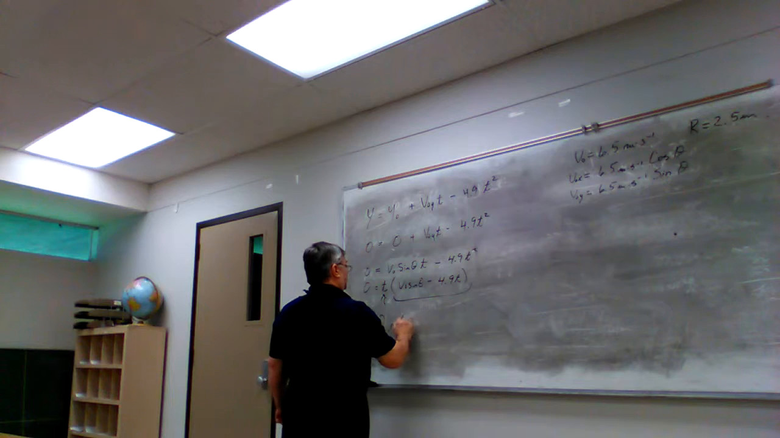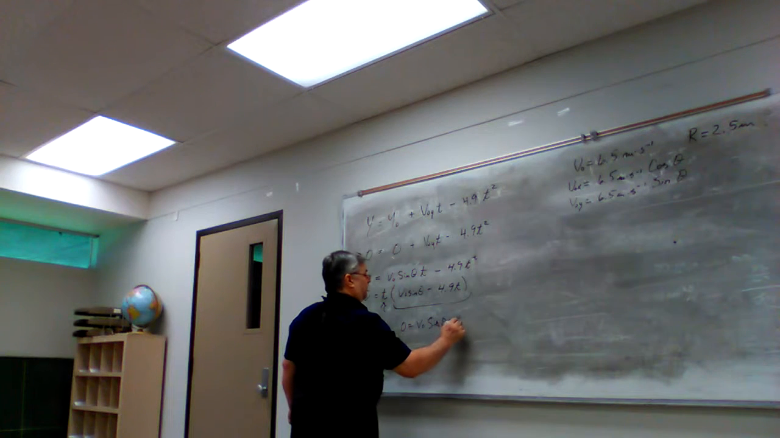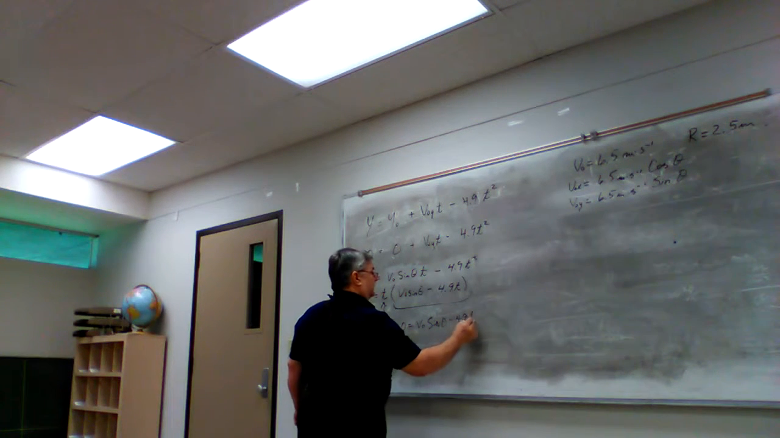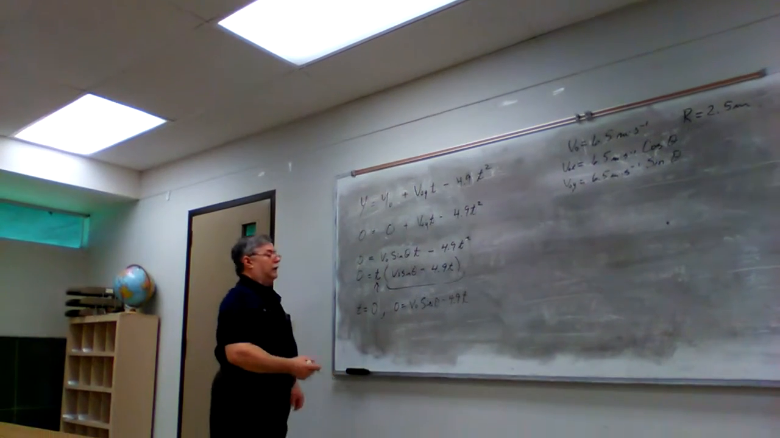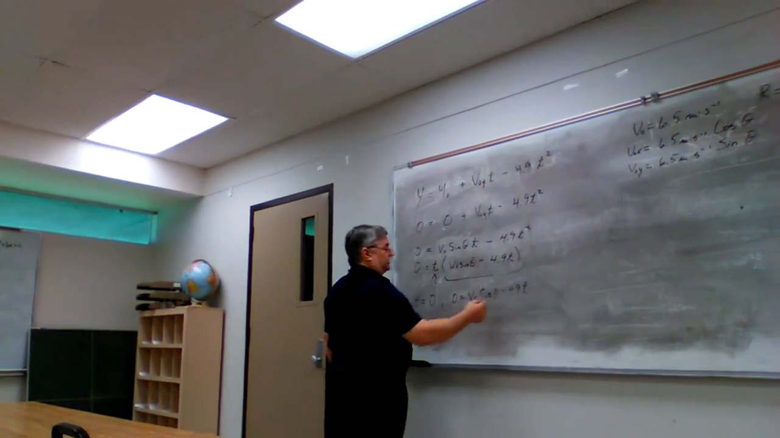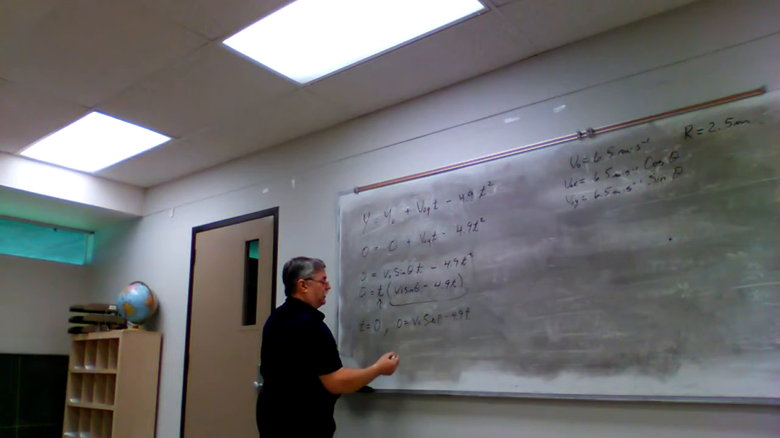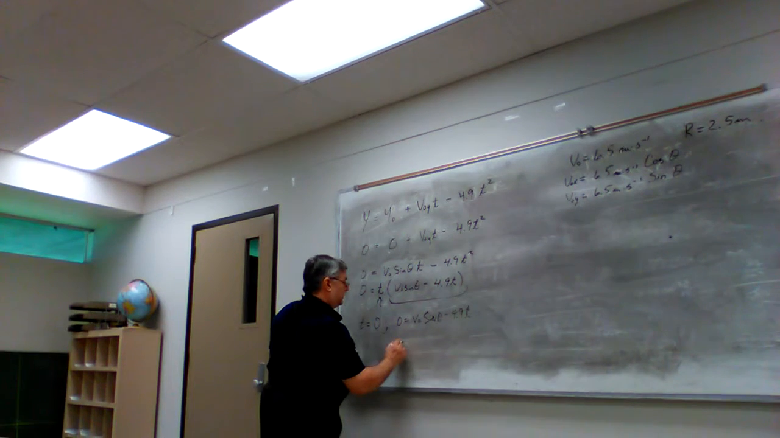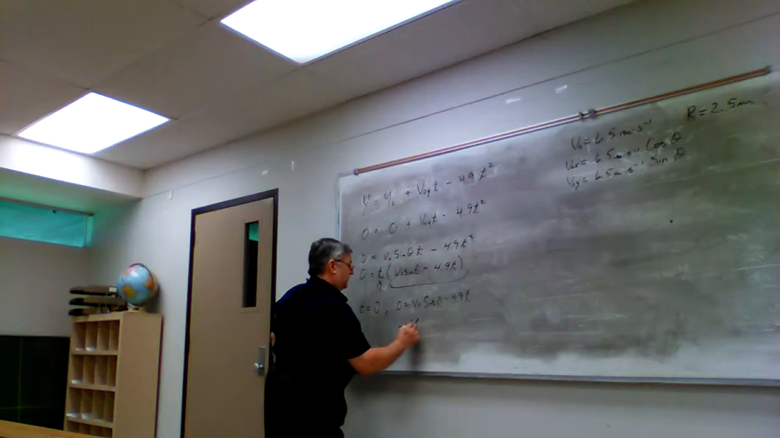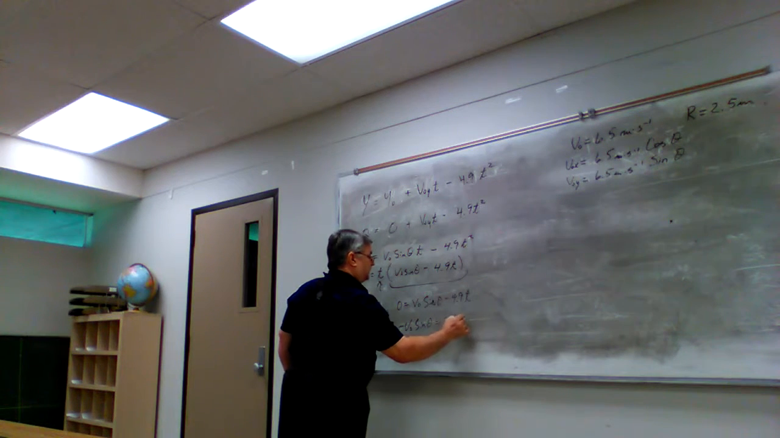So when 0 equals v sub naught sine theta minus 4.9 t, that's also a solution to this equation. So we solve it for t. Subtract v sub naught sine theta from both sides. We get minus v sub naught sine theta is equal to minus 4.9 t.